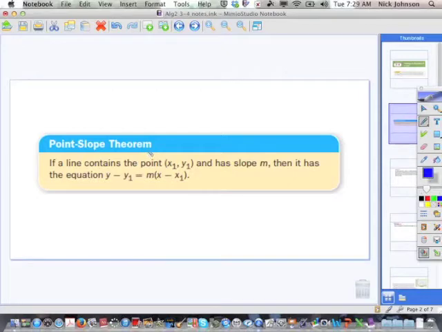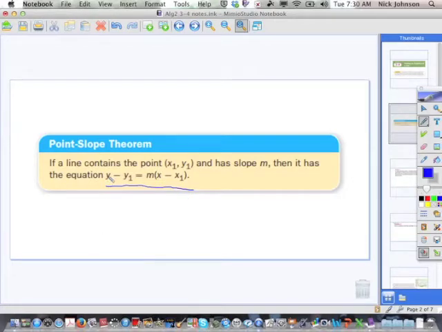Point-slope theorem, or what we know as point-slope form. If a line contains the point (x1, y1), so just some coordinate, and has the slope m, then it has an equation y minus y1 equals m times the quantity x minus x1. This is a linear equation, you should remember. This was called point-slope form in algebra.